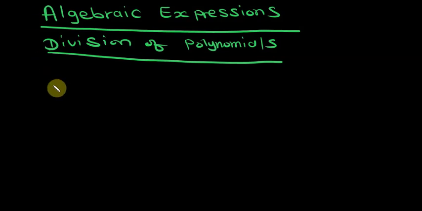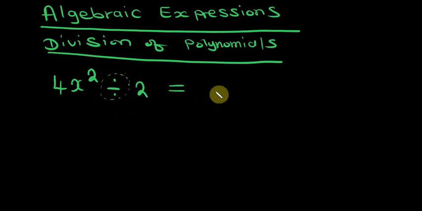Let's say you're given 4x squared, and we divide this by 2. To do that, the division sign, just write it as a fraction. That is the same thing as 4x squared, where the division sign changes to the fraction sign, and 2 is our denominator.